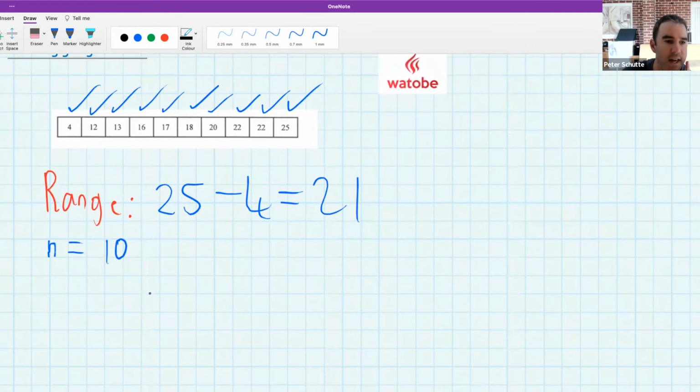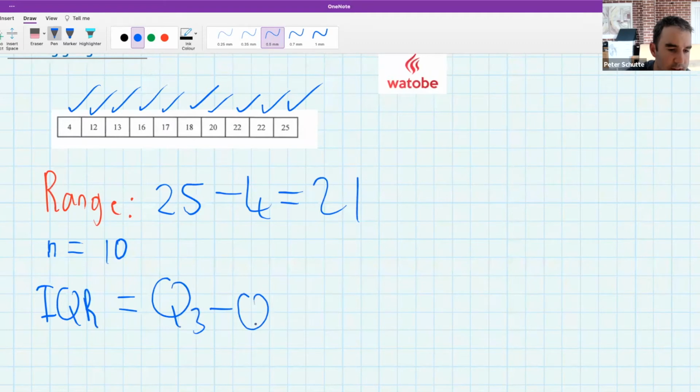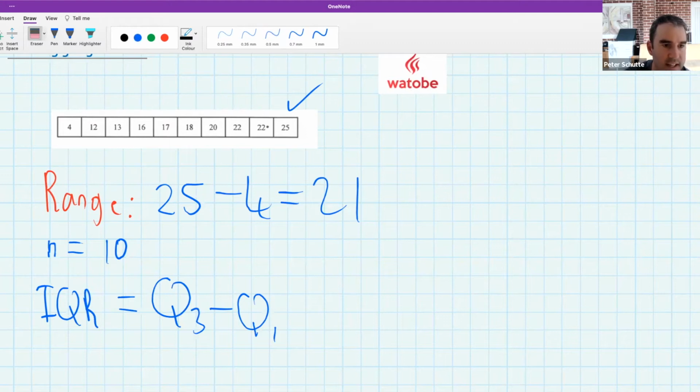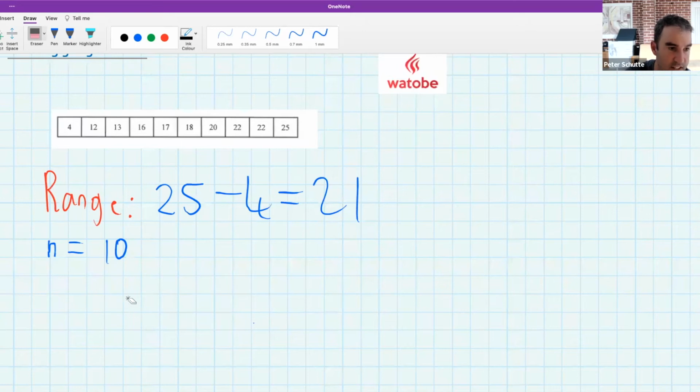Now, in order to find the interquartile range, or the middle 50% of the data, the formula is Q3 minus Q1, but we don't know what those quartiles are yet. So we need to first figure out what Q1 and Q3, and in fact, even Q2 is. So how do we find these things, and what are they?